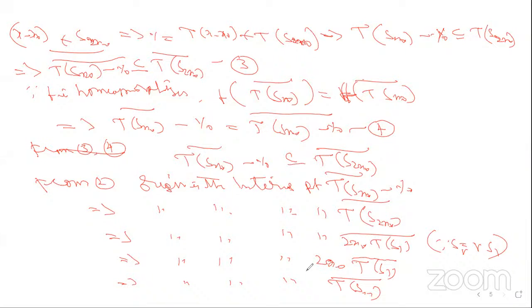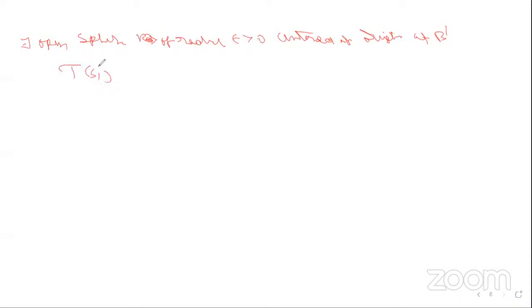So there exists an open sphere of radius epsilon greater than 0, centered at the origin in B dash, which is contained in T of S_1 whole bar. That means S_epsilon dash is a subset of or equal to T of S_1 bar. This is equation number 5.